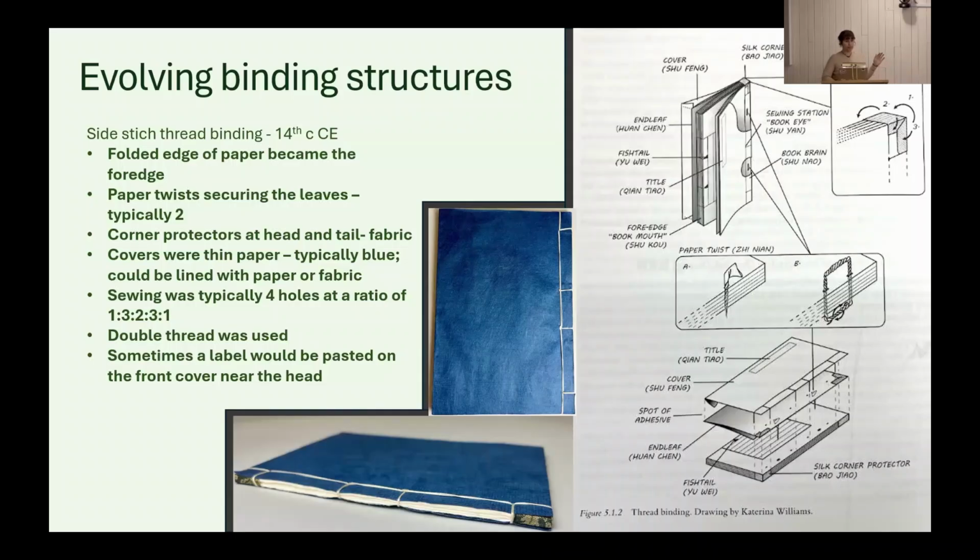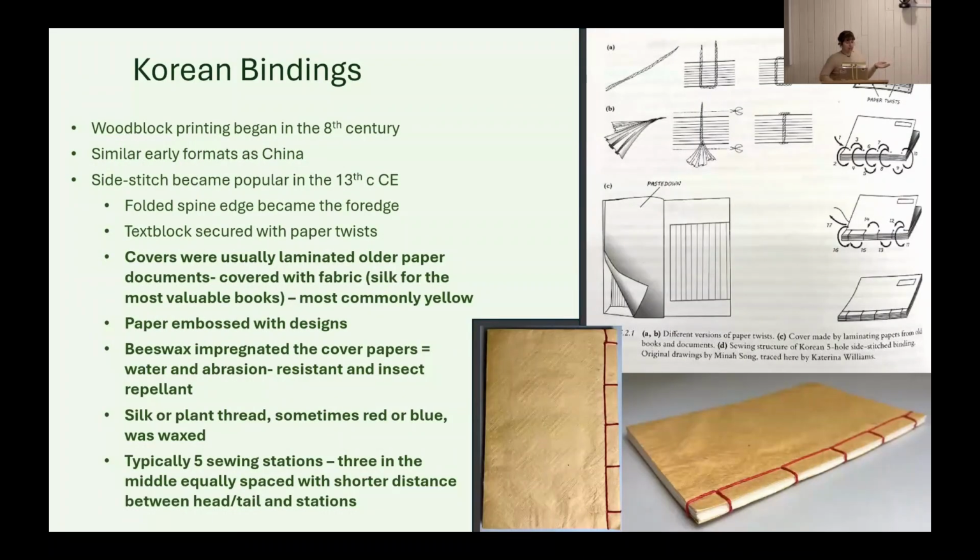Chinese books tend to have this blue paper, and they would have had a thread, and the sewing stations are always at this very particular ratio, as a hallmark of Chinese binding. In Korea, you're seeing a similar product a little bit earlier, in the 13th century, but you're also seeing the same early formats that we're seeing in China. Again, the foredge is now that folded edge. The covers tended to be layers of older paper covered with one nice paper, so it was an economy. The paper was typically embossed with designs to make it more presentable, but interestingly, they used beeswax on the paper, and this made it water resistant, abrasion resistant, and a natural insecticide. They brought that into the book by waxing the thread prior to sewing. It was a really interesting element that we don't necessarily see in other bindings. And the Korean bindings tended to have 5 sewing stations as opposed to 4.